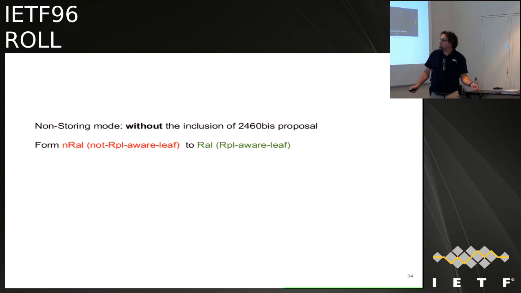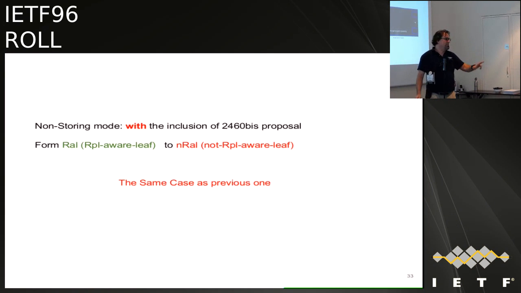So from a non-RPL leaf, go on. There's no change for non-storing mode. This doesn't help us in non-storing mode, but non-storing mode is already a relatively easy case, or was relatively tractable, and we could know. We always had to send it to the root.